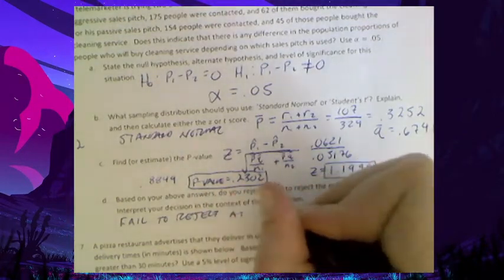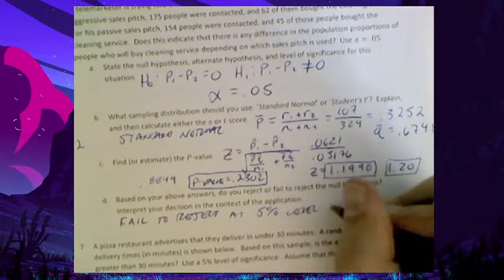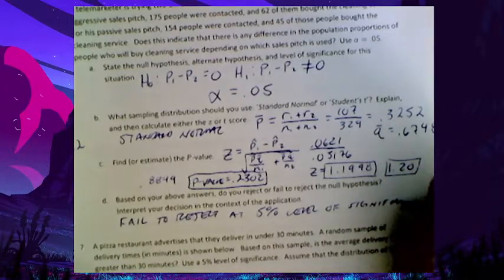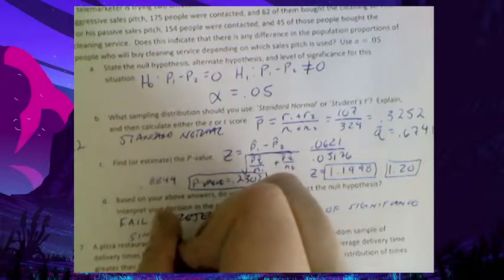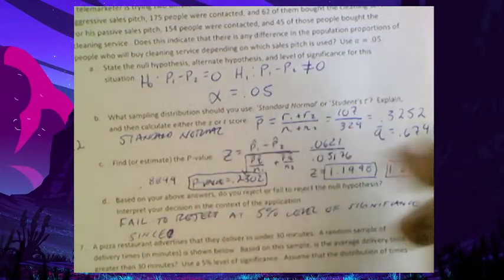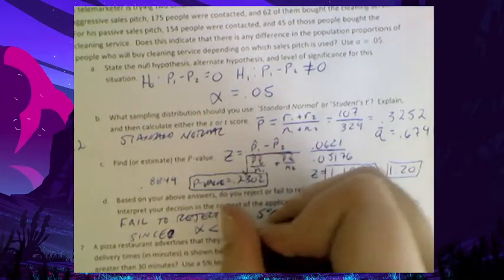At 5% level of significance. Since I have an extra letter in there. Okay. Since our alpha is less than our p-value.